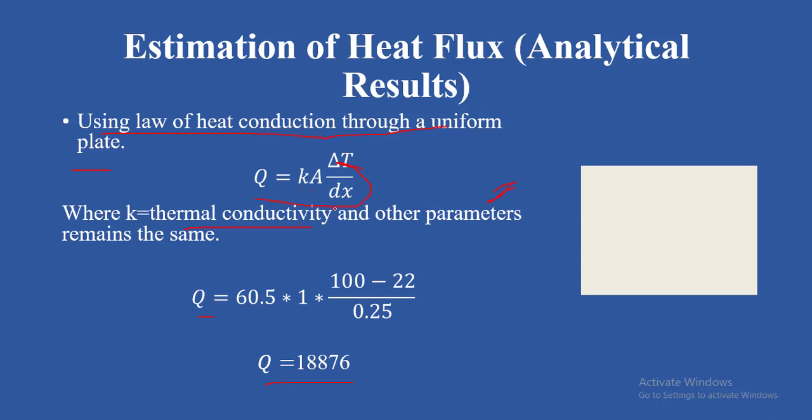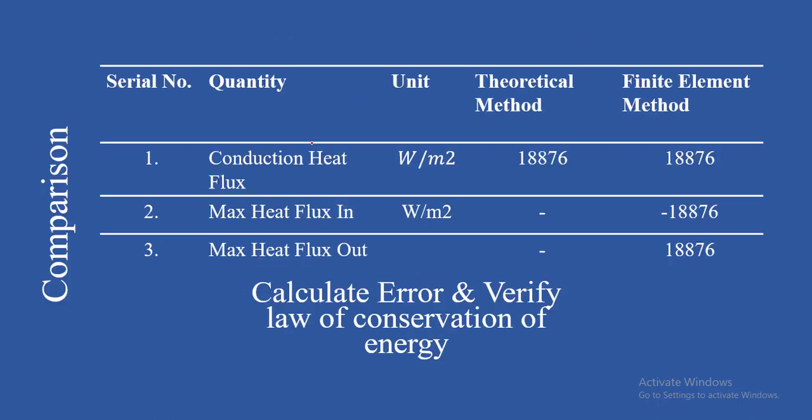We will form this type of table in which we have the serial number in column 1. In column 2 we have the quantities that we are trying to determine, the units, and the theoretical method results that we have previously calculated. We only calculated the conduction of heat flux, which is 18876, through the theoretical method. We will determine this value through the finite element method and will compare these values.